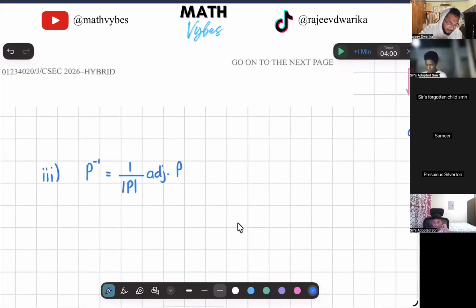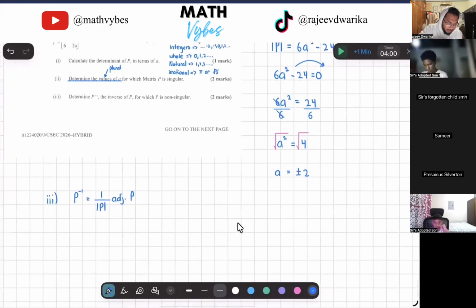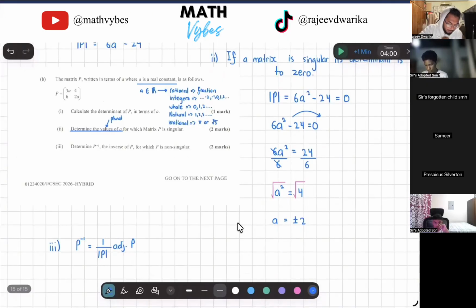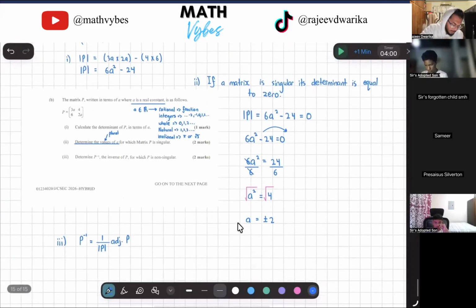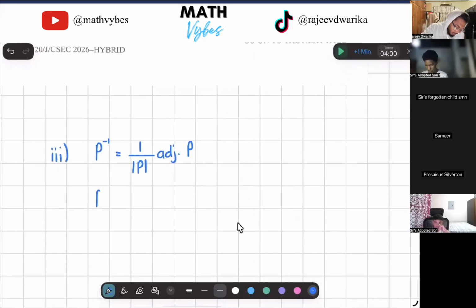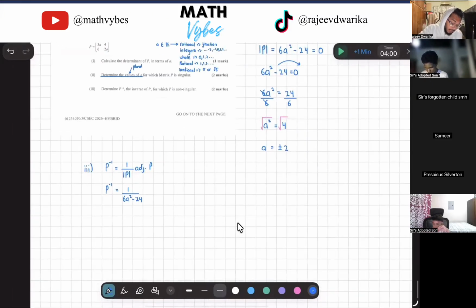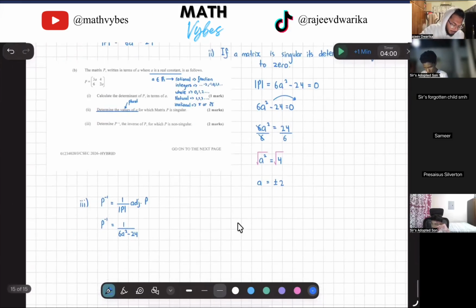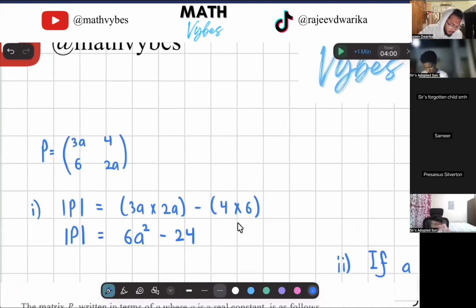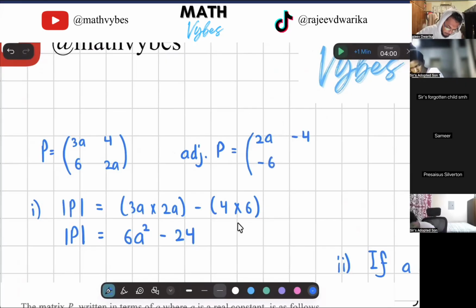Yeah. So let me calculate this now. We need to figure out the determinant of P. Didn't we already find that? Right, so the determinant is 6a squared minus 24. So that'll be 1 all over 6a squared minus 24, and we multiply that by the adjoint. So if our matrix is 3a, 4, 6, 2a, what would the adjoint of P be? 2a, negative 4, negative 6, 3a.